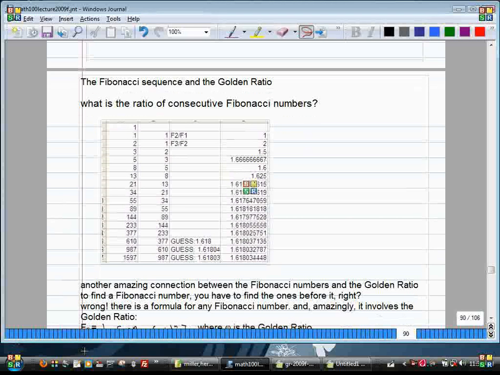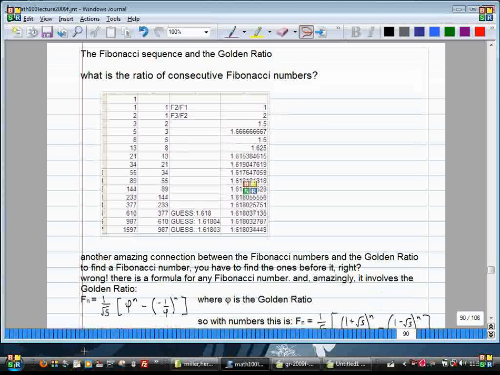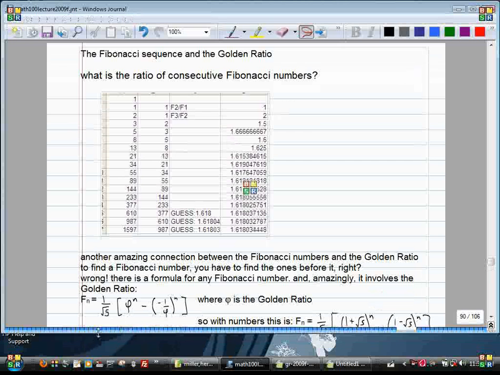Now, to show you how beautiful the formula is, I have initially written out the formula just using the letter phi for the golden ratio. And then I'll also show you what it looks like with the numbers filled in. If you want to find the nth Fibonacci number, it's just this.